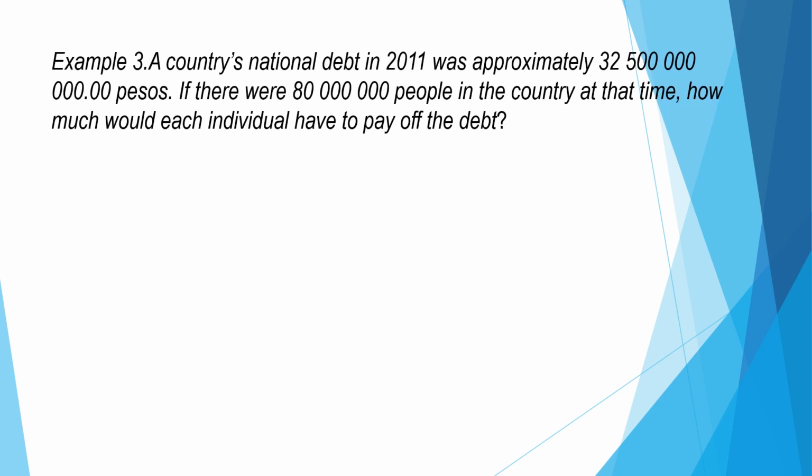Okay, so let's have example number 3. A country's national debt in 2011 was approximately 32 billion 500 million pesos. If there were 80 million people in the country at that time, how much would each individual have to pay off the debt? Okay, solution. Divide the total debt by the number of people.